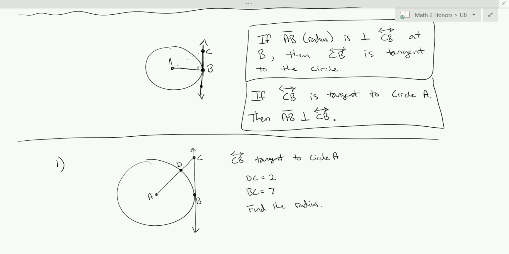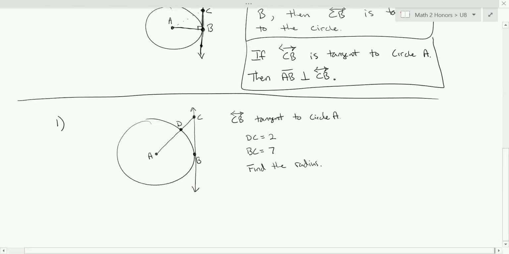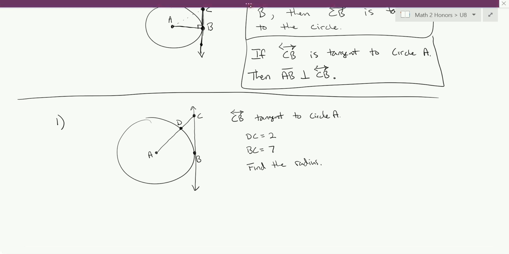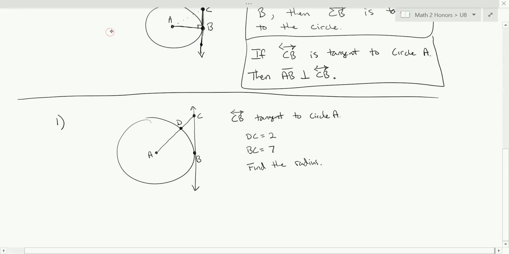So let's work through this one together. Let's put what we know, or what's given to us. The distance from D to C is 2. Sorry, I don't know where I got the 1. The distance from C to B is 7.